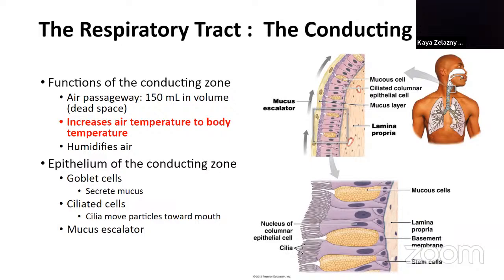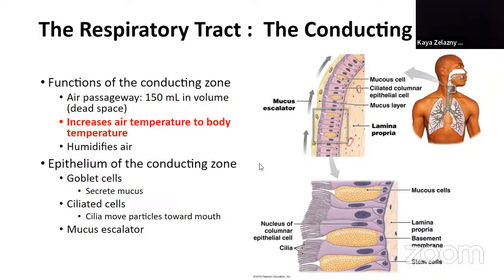Another role of the conducting zone is to warm air. We want our air to be at around body temperature for the processes that are happening in the lungs. Your lungs are fragile. The walls of our alveoli, so some of our respiratory structures, are quite thin, delicate. We want to make a nice environment for them. So we're going to increase the air temperature, warm stuff up. That happens in the conducting zone. We're also going to humidify the air. So we're going to moisturize it, add water to it, which is going to change a couple of its properties as well. We want nice, moist, warm air in the lungs, and the conducting zone gives us that.